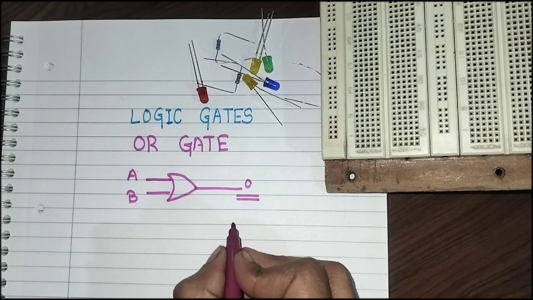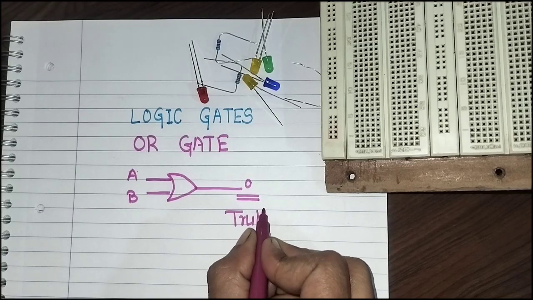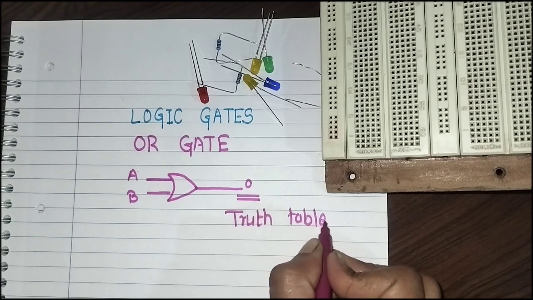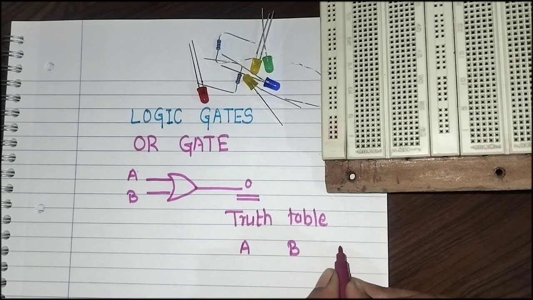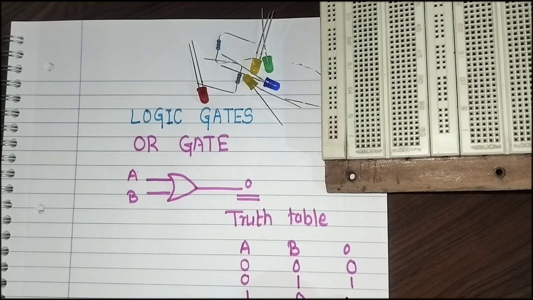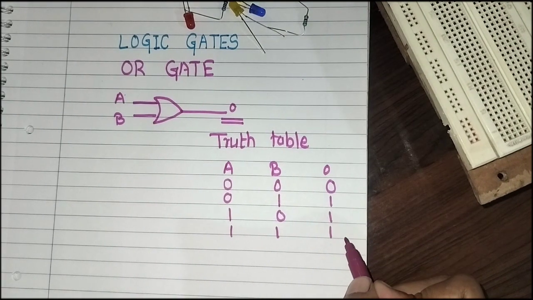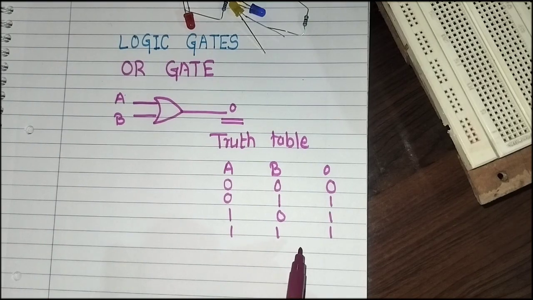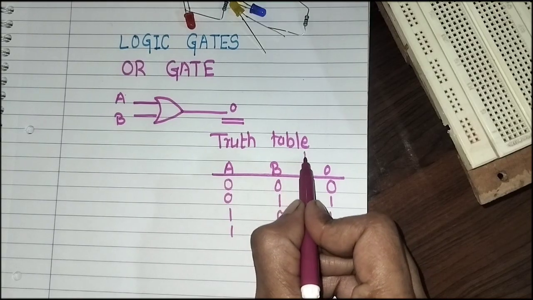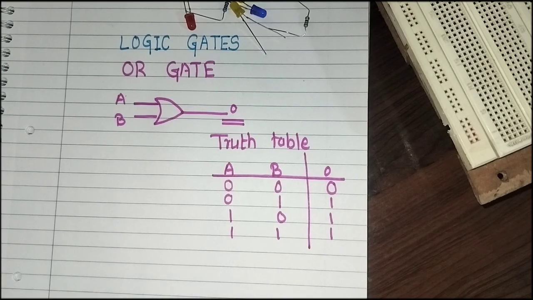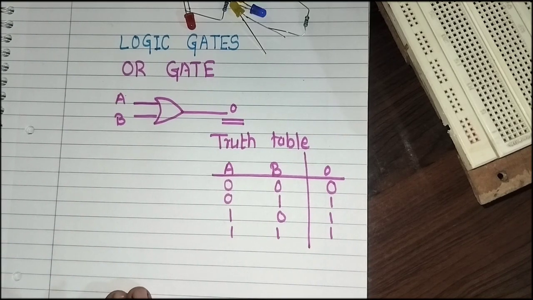So these gates have truth tables. The truth table of the OR gate has A as an input, B as an input and O as an output. For both low, the output is low. If any one is high, the output is high, and for both high, the output is high. So it is 0 1 1 1 for 0 0, 0 1, 1 0, 1 1. Okay, so this is the truth table of the logical OR gate, which is a very basic and important gate in digital electronics.